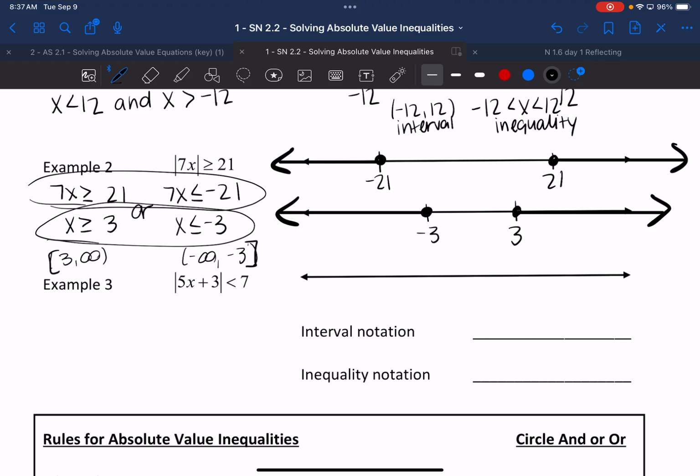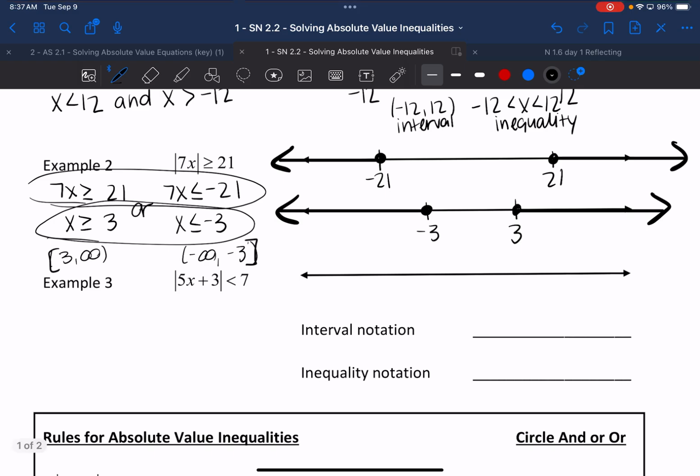So for example number 3, remember my first one will be exactly as it's written. I'm just going to drop the absolute value bars. Oops, that was a 3, not a 7. So I've got 5x plus 3 is less than 7. Okay, and then what should the other inequality be? Perfect.